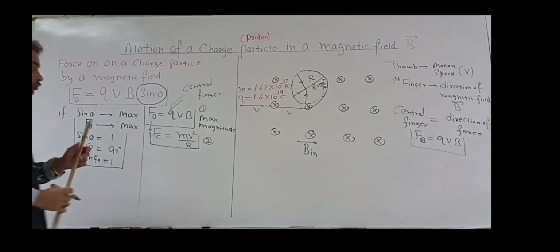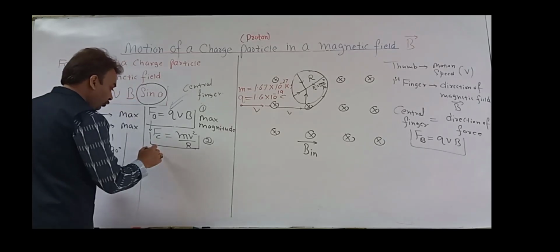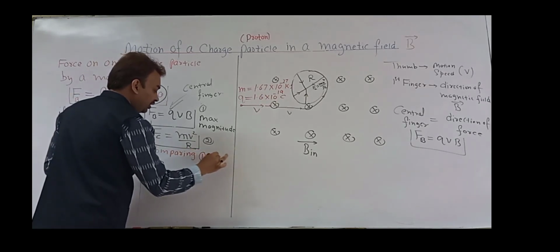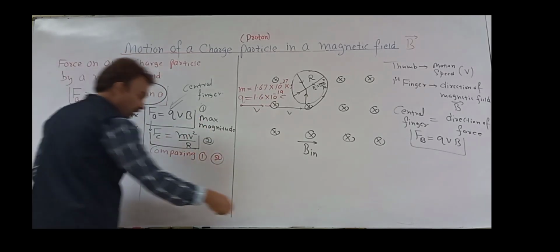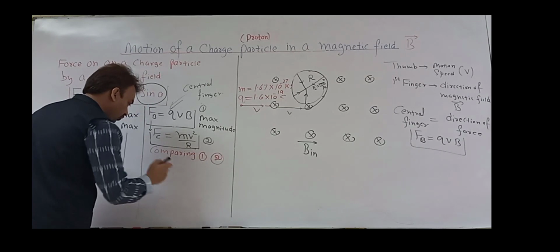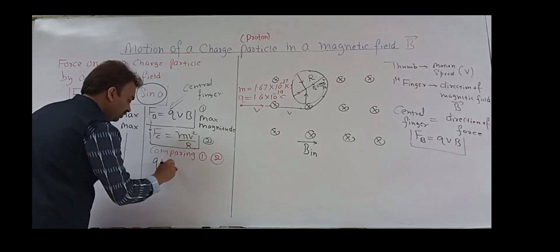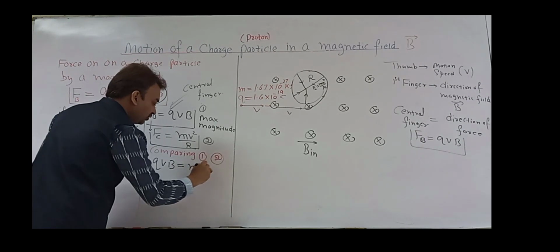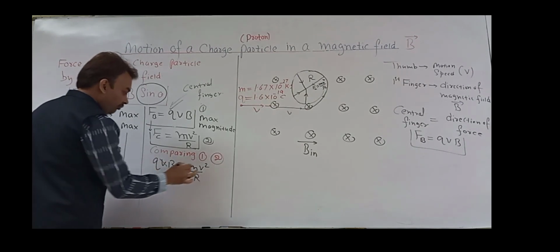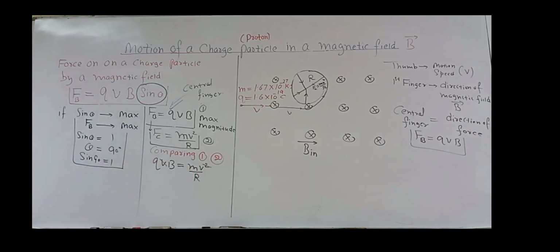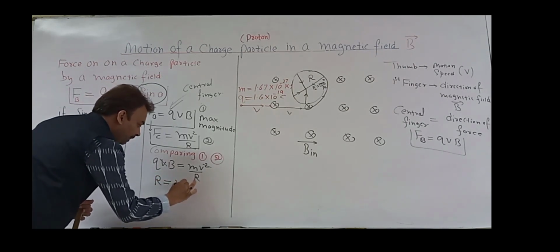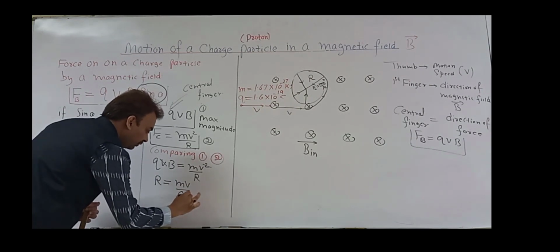Now I can compare these two forces, equation 1 and equation 2. If we compare them, I will get qvB equal to mv square upon r. I can cancel v by v, so the radius will be equal to mv by qB.